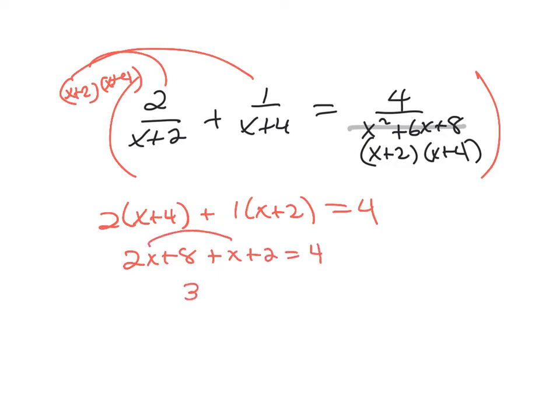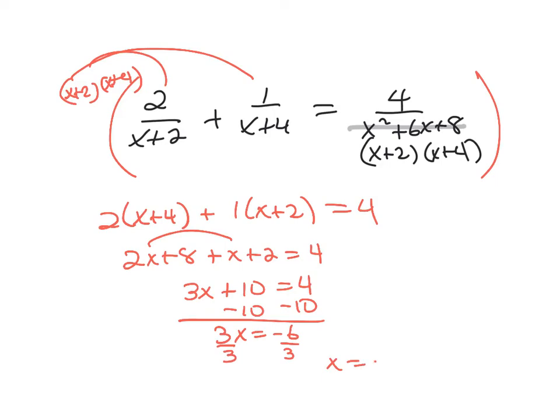Combine my like terms. Move the 10 over. Divide by 3. X equals negative 2. I now need to check this because this is a rational equation. So when I plug in x equals negative 2 to here or here, I do get a 0 in the denominator. So this is an extraneous solution. This one is out. So my solution here is no solution.